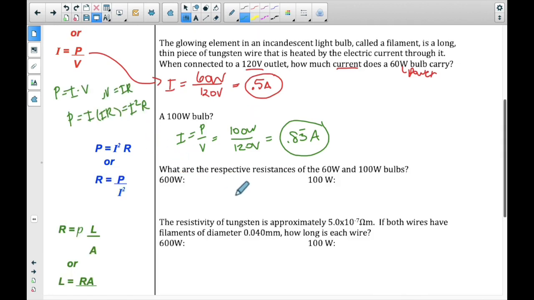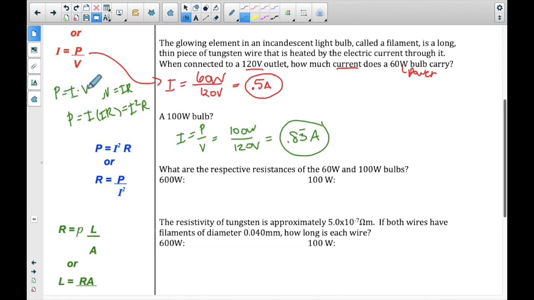Okay, for this next problem, what are the respective resistances of the 60 watt and 100 watt bulbs? So again, we had these situations. We knew the power, we knew the voltage, we found the current, but now what about the resistance? So in the margin over here, I kind of went through it. I hope you can follow it.